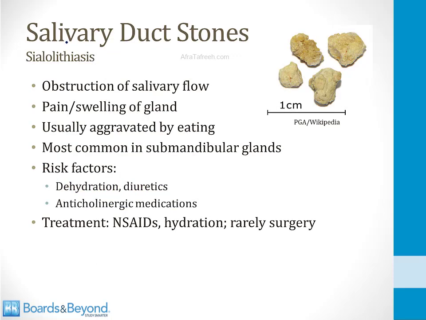Now that we've talked about how the salivary glands work, let's talk about some pathology. And the first thing we'll discuss is sialolithiasis, which means a stone in the salivary duct. This is a picture of some stones removed from salivary ducts. They're usually made up of calcium, and you can think of them as similar to kidney stones. They precipitate out of the fluid and they obstruct the flow of saliva.